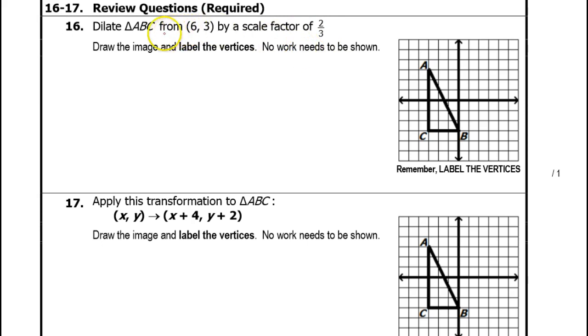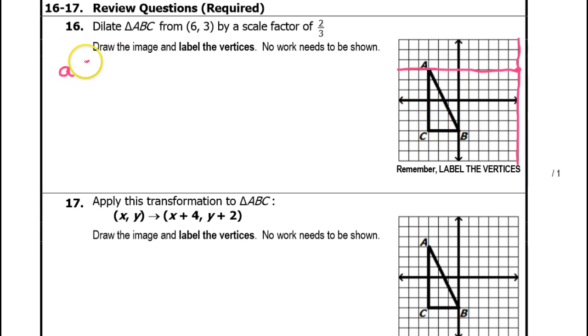Okay, since we're dilating from a point that's not the origin, that means we need a fake x and y axis. So here's the point (6, 3). I'm going to use that as a fake origin. So there's my fake x-axis, and here's my fake y-axis. So what are the fake coordinates? I'm going to use lowercase letters to remind me that these are fake. They're not the real coordinates.